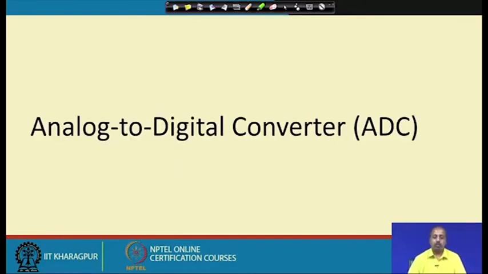Next, we will be looking into another module which is known as analog to digital converter or ADC. This is the other way. The digital to analog converter was converting a digital signal to an analog signal. This analog to digital converter will convert an analog signal to a digital signal. The signals coming from the environment are analog in nature, and then we convert them into digital values, and this digital value is fed to the processor for processing.